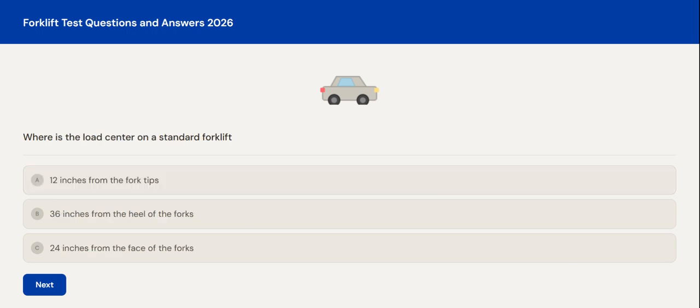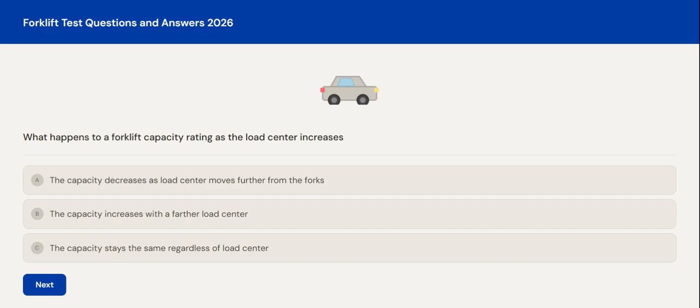Next point. Where is the load center on a standard forklift? 24 inches from the face of the forks. That 24-inch standard load center is the basis for the rated capacity on the data plate. Every load calculation starts from that number.